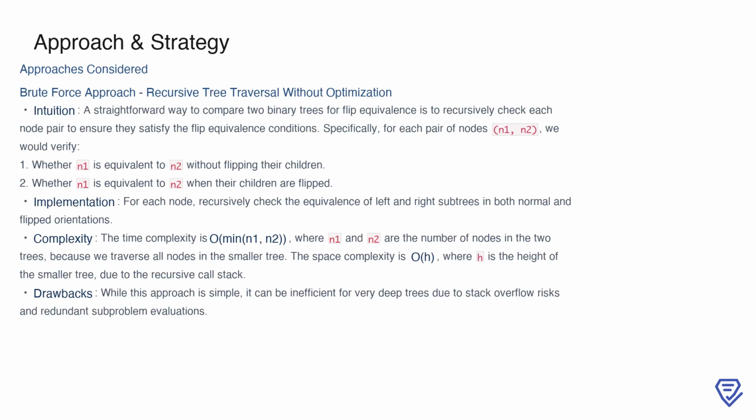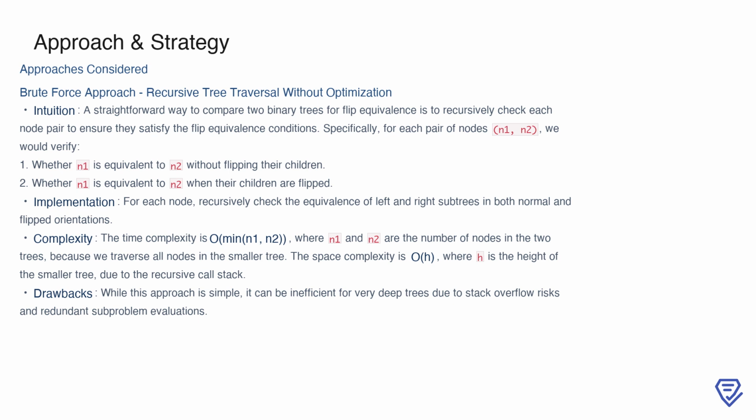To start, let's consider a brute force approach using recursive tree traversal without any optimization. The primary intuition here is straightforward: for two binary trees to be flip equivalent, their corresponding nodes should satisfy the flip equivalence condition.